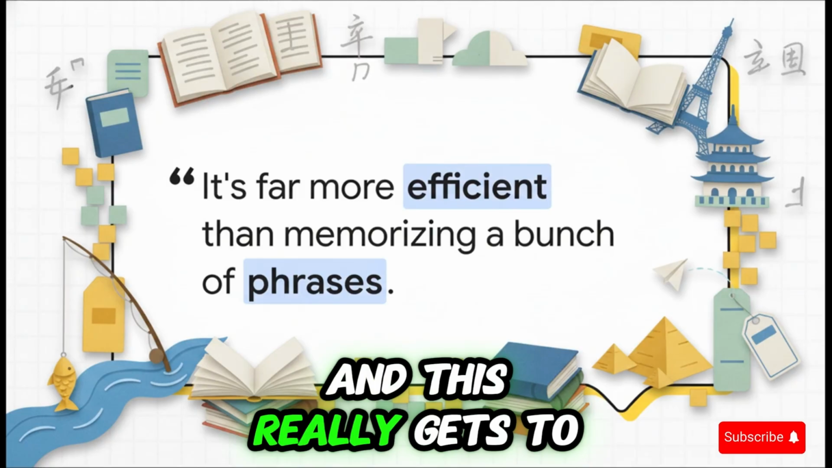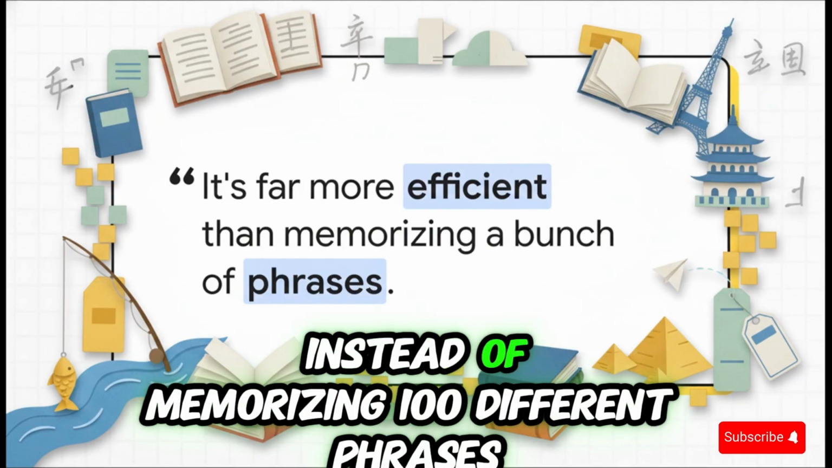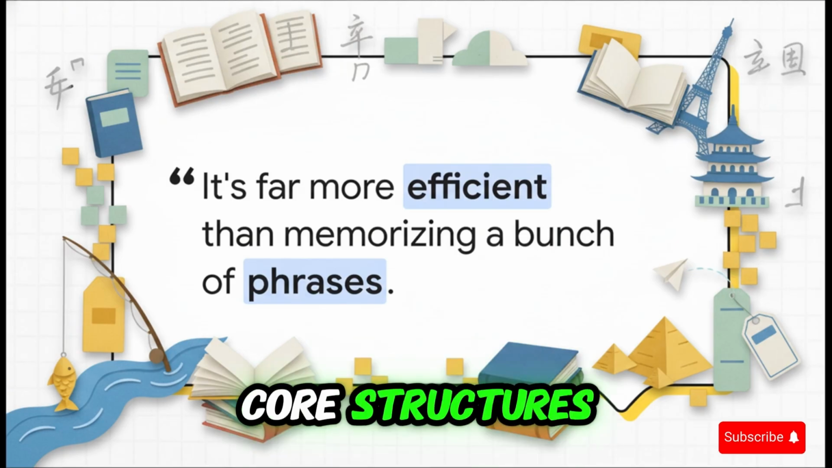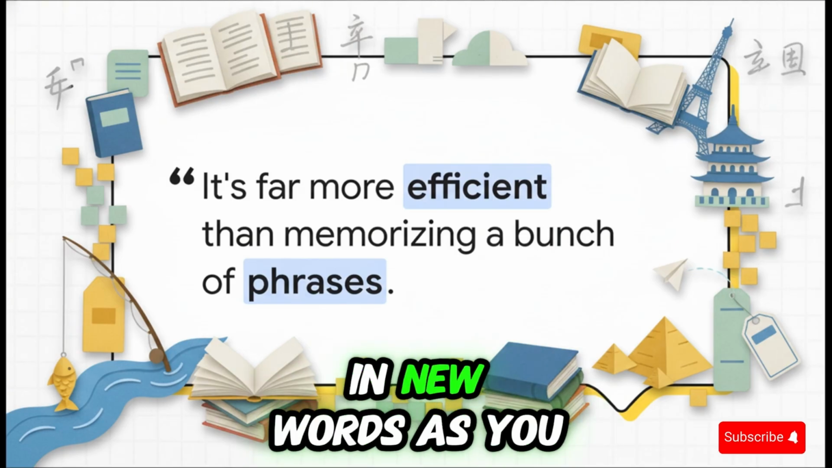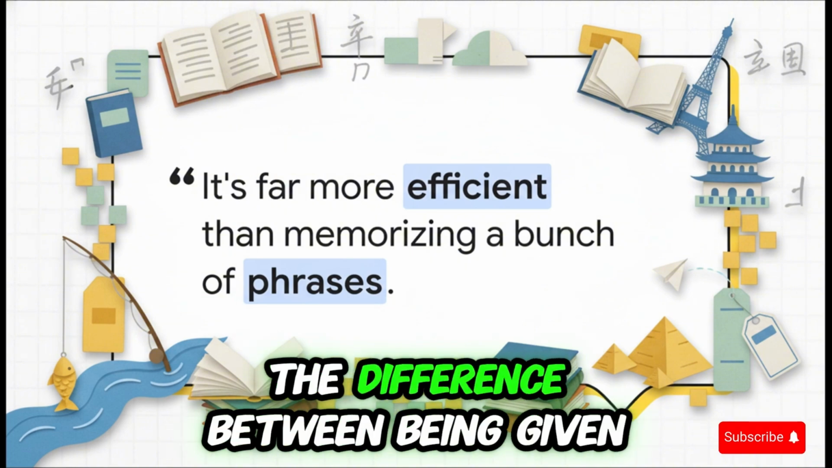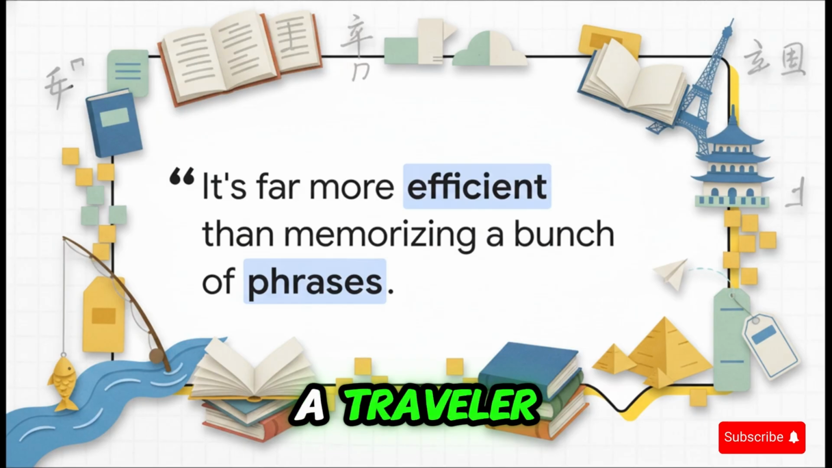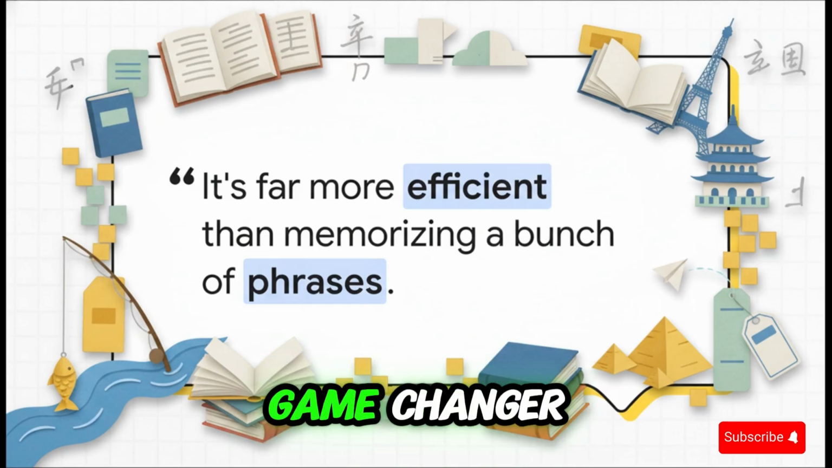And this really gets to the heart of the matter. Instead of memorizing 100 different phrases, you just master a few core structures. Then you can just slot in new words as you learn them. It's kind of like the difference between being given a fish and learning how to fish. For a traveler, this approach is an absolute game changer.